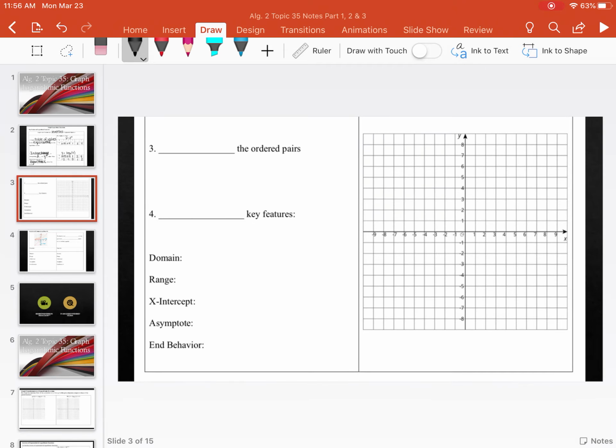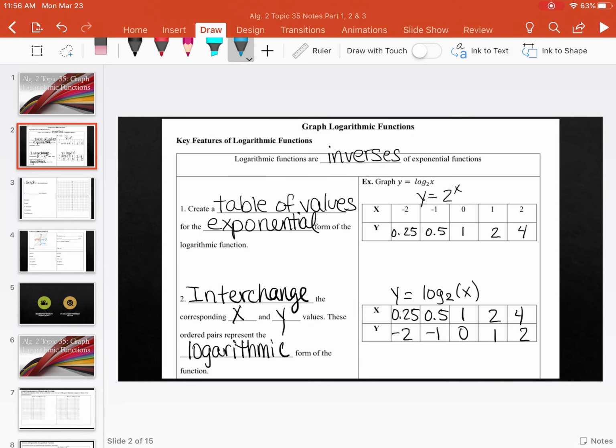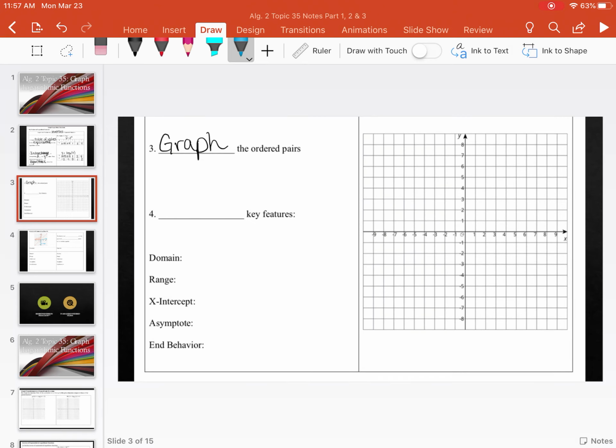Then, since we have those points, we're going to graph the ordered pairs. So we had over 0.25 down negative 2, over 1/2 down negative 1, over 1 up 0, over 2 up 1, over 4 up 2, etc. So we can see our graph is going to look something like this.